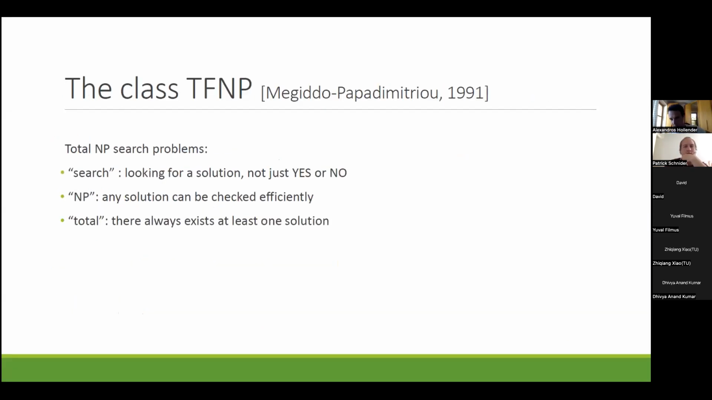This class TFNP, which was defined by Megiddo and Papadimitriou in 91, contains all total NP search problems.